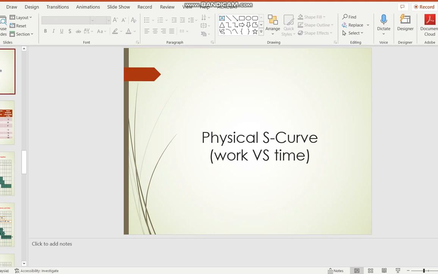Right. And the second bit of the other S-curve that we're producing will be focusing on what we call a physical S-curve. Okay, so you need to produce both, because we are going to be monitoring this as we go. The client would like to see how you monitor the physical progress, and the client would like to see how you monitor the money.